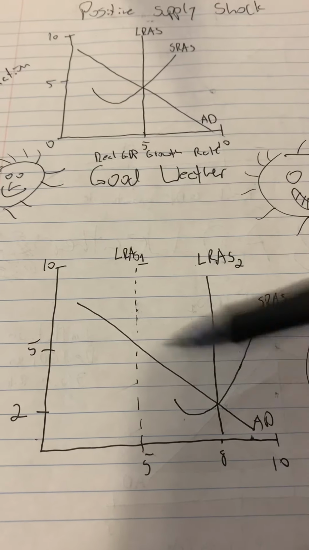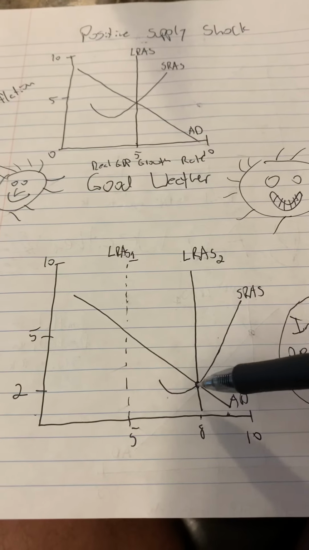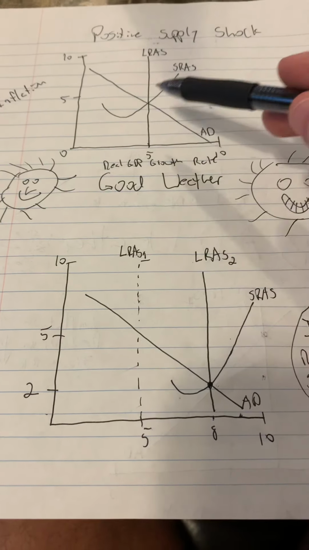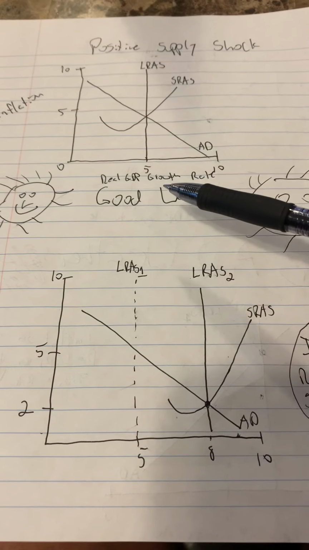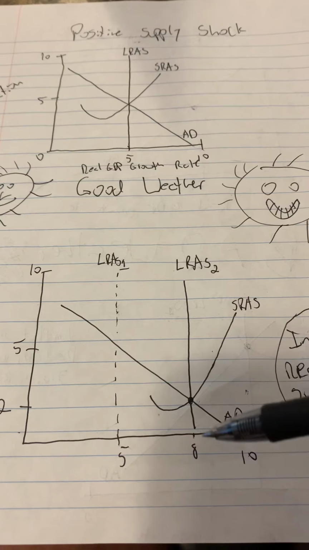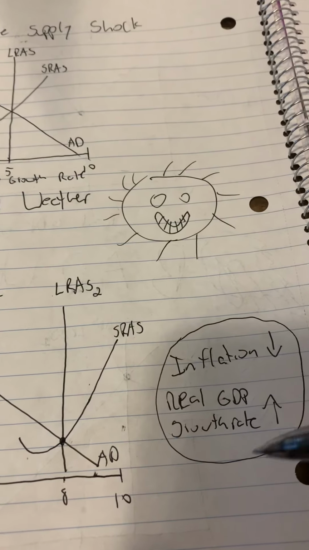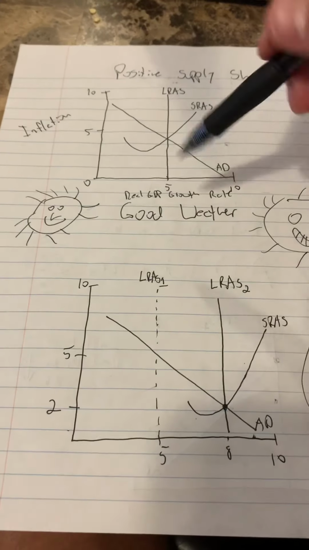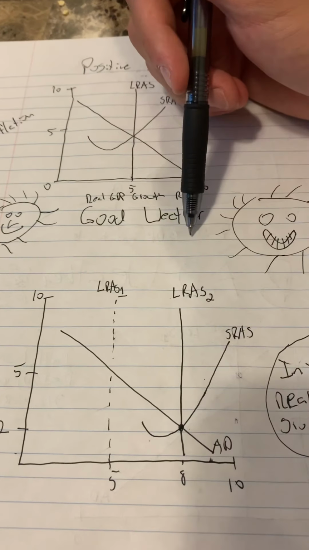And so here we can see that our equilibrium point is going to be about at 8 and 2%. So we can see that inflation has dropped luckily from about 5% to about 2%, and our real GDP growth rate has jumped from 5% to 8%. So that's overall pretty good for the economy, because inflation goes down and real GDP growth rate increases. So that's really the best case scenario. And again, that is with a positive supply shock, such as good weather.